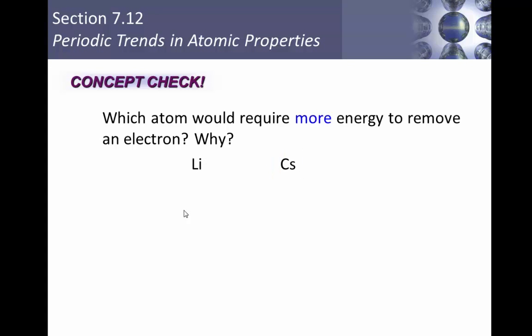Okay, let's try another one. Lithium versus cesium, which one would require more energy to remove? That'd be lithium. Why? Because it's closer to the nucleus. It's only got 2 energy levels, and so it's going to be much more difficult to remove that electron because that nuclear charge is holding that electron much tighter than it would be in cesium further down the group.